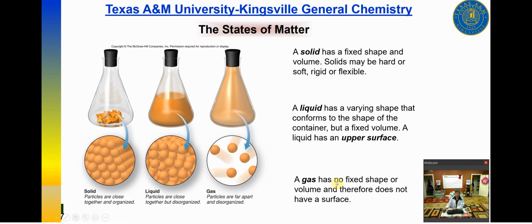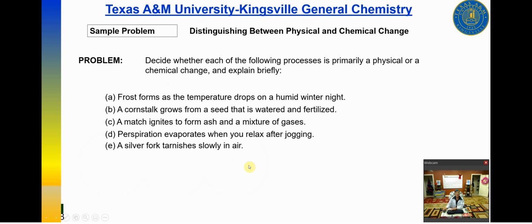The last phase we call gas. Your gas phase has no fixed shape. Your gas volume is also changeable, so therefore gas does not have a surface either. The particles in your gas are far apart from each other, and those particles are highly disorganized.